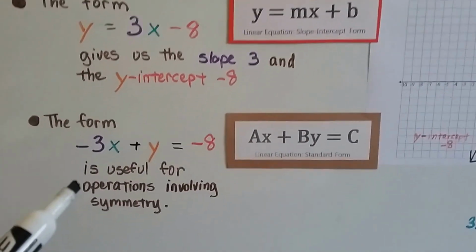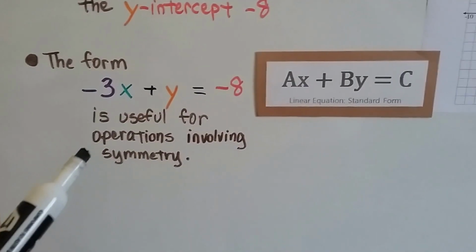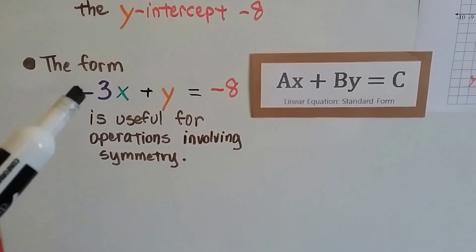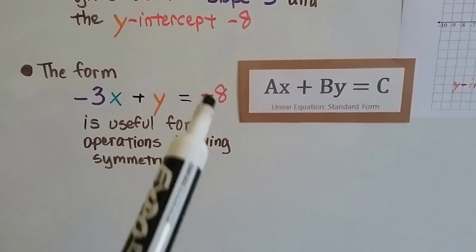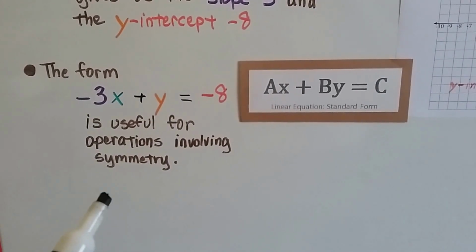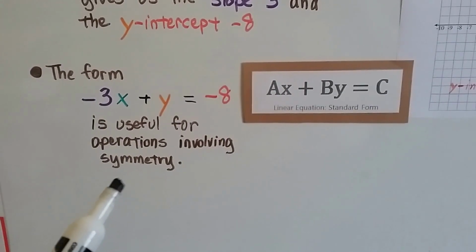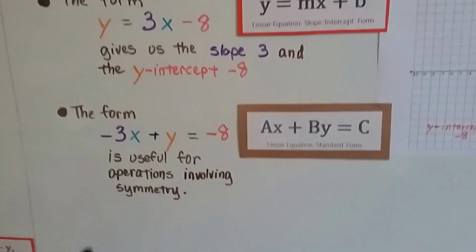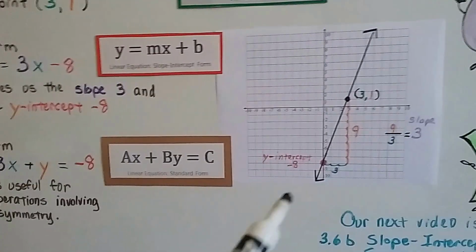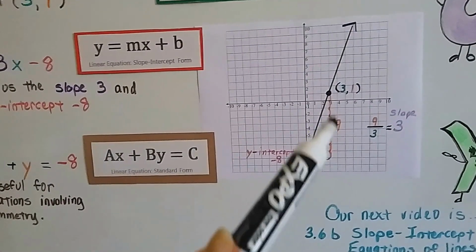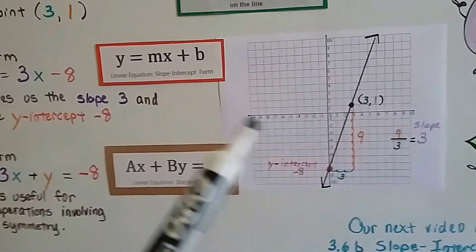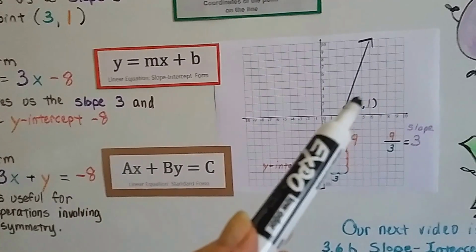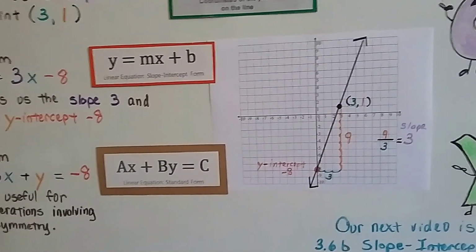And then in this form, this is the standard form of a linear equation. We have negative 3x plus y equals negative 8. It's useful for when we're doing applications or operations that involve symmetry. So we know that our slope is a 3. So if our rise is a 9 and our run is a 3, that's 9 over 3, that's a 3. We had the points 3 and 1, right? We have our y-intercept as a negative 8.